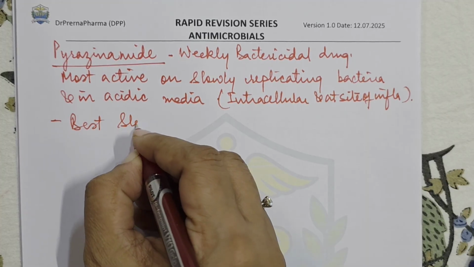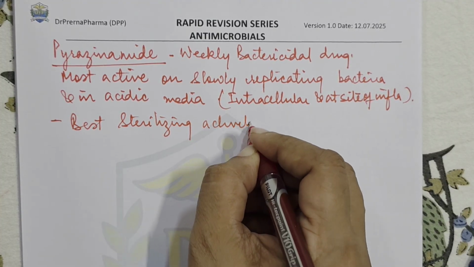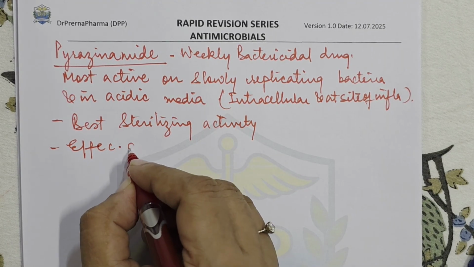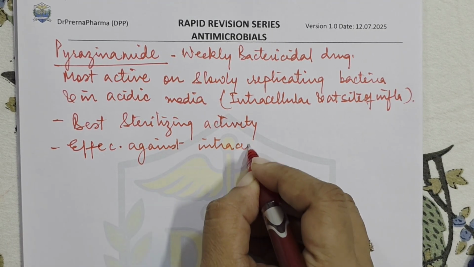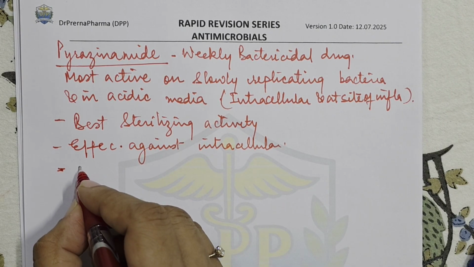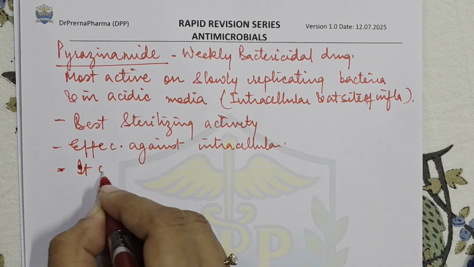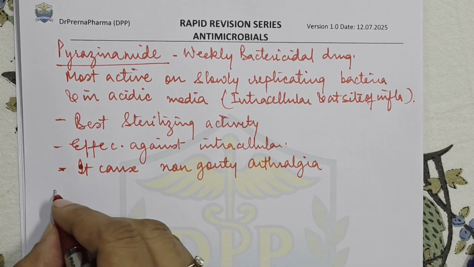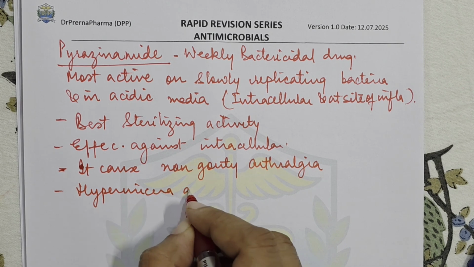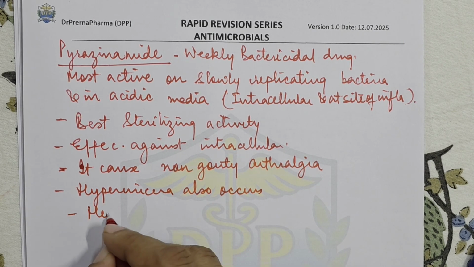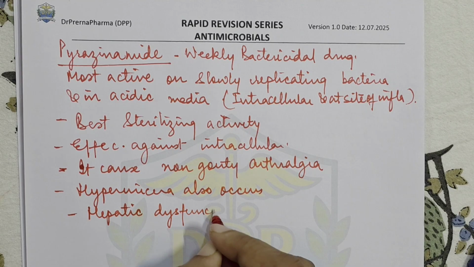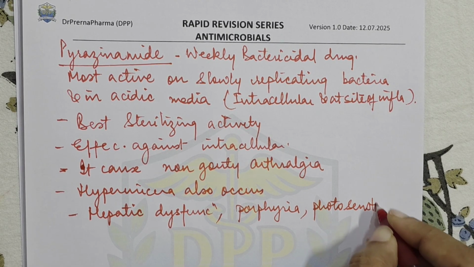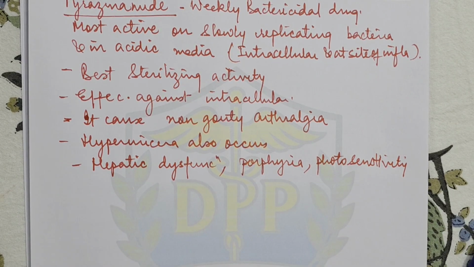So it has got the best sterilizing activity. Next here, it is then effective against intracellular mycobacteria. Then it causes non-gouty arthralgia, hyperuricemia also occurs. It causes hepatic dysfunction, porphyria, and also photosensitivity, right? So these are the points against pyrazinamide.